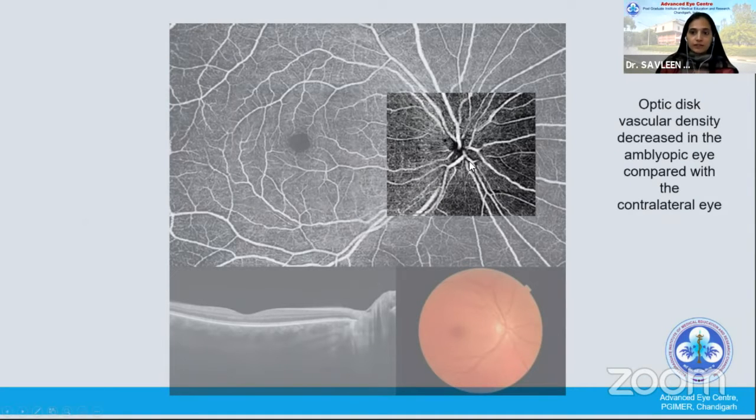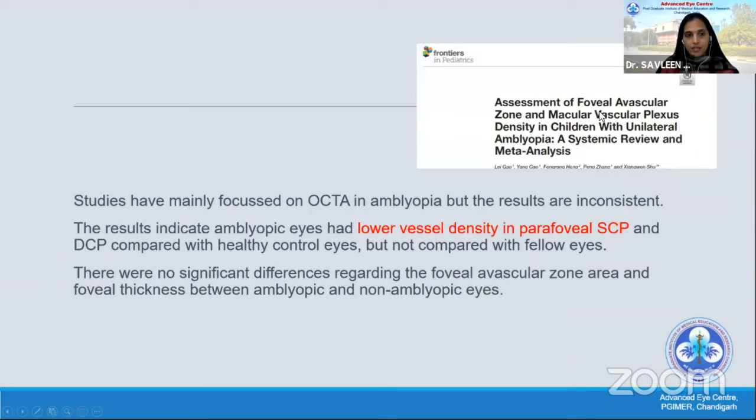The optic disc vascularity was also found decreased in the amblyopic eye compared to the contralateral eye. A meta-analysis of all the studies that have been done also reproduced that amblyopic eyes have lower vessel density as compared to the fellow eyes, and not in the deep capillary plexus. And regarding the foveal avascular zone, the studies had contradictory results.